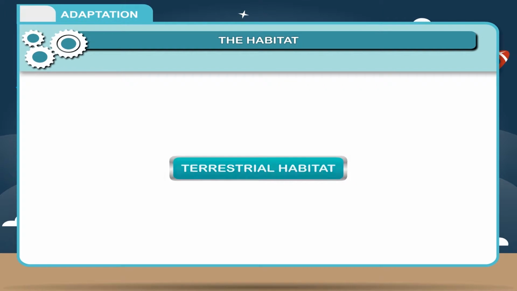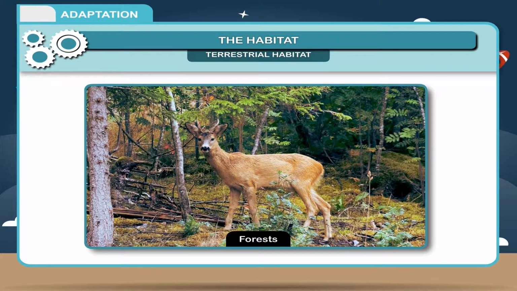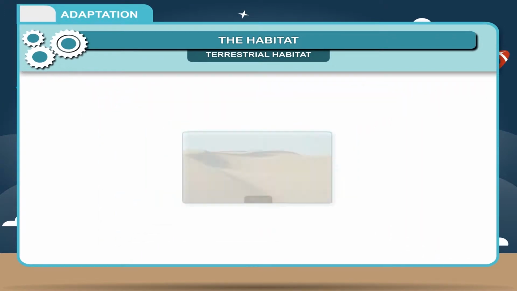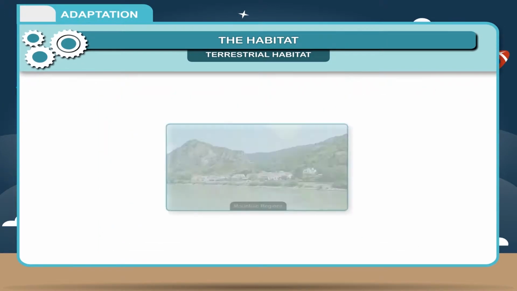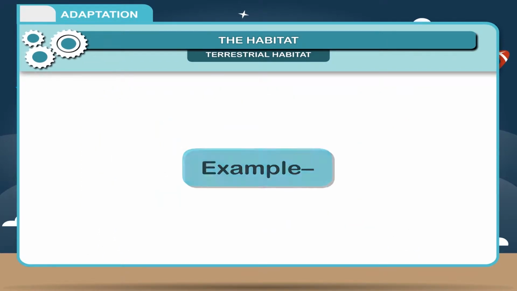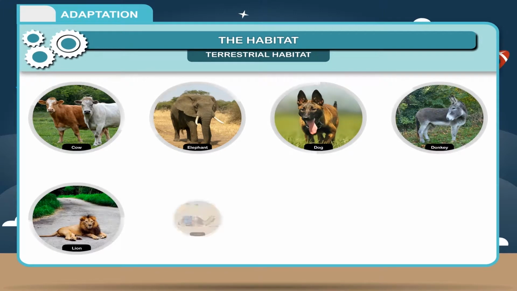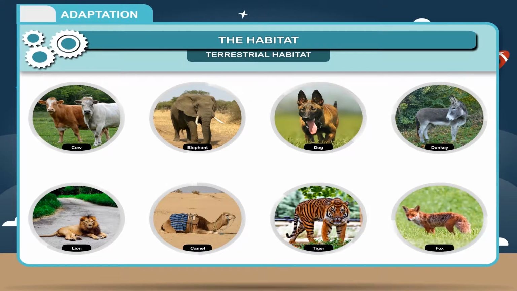Terrestrial habitat. This includes the habitat of all living organisms which live and propagate on land. Some examples of terrestrial habitat are forests, grasslands, deserts, coastal and mountain regions. Organisms found in terrestrial habitat are called terrestrial organisms. Example: cow, elephant, dog, donkey, lion, camel, tiger, fox, etc.